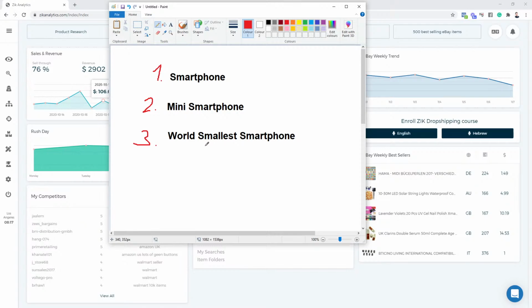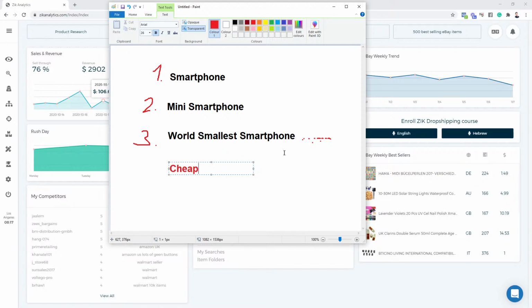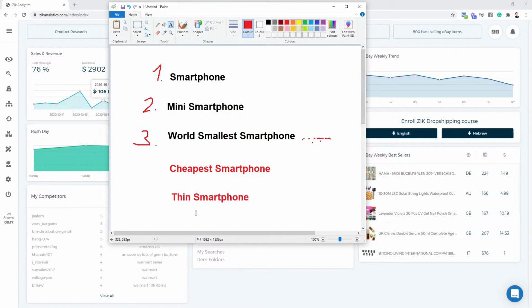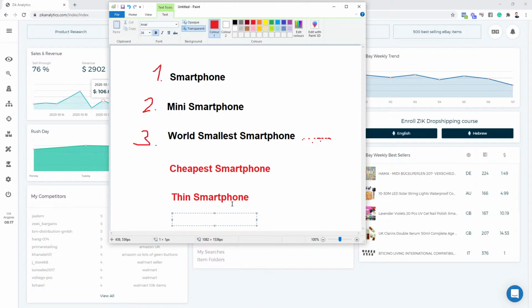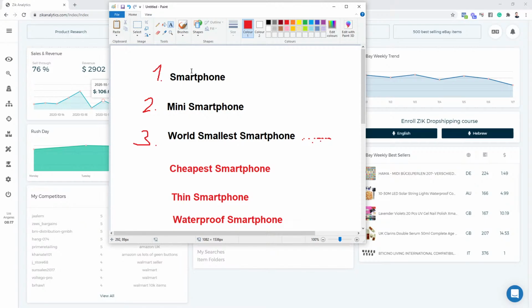And the more we are drilling down in this, the more we are adding keywords, the more specific the niche becomes, the more sub-niche it becomes. So inside smartphone, we have mini smartphone, but we also have cheapest smartphone, okay? It's another option we can have here. We're gonna test them all now. We can also have thin smartphone. And we can also have, for example, let's say waterproof smartphone, okay? These are all sub-niches inside the smartphone niche, inside the smartphone category.